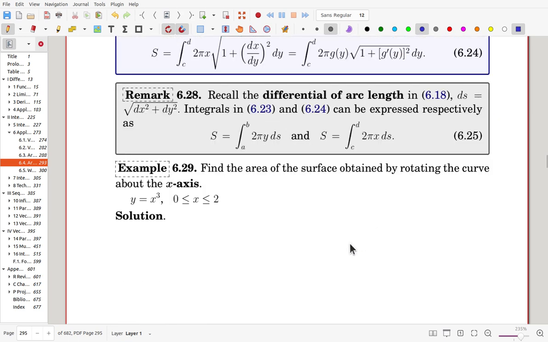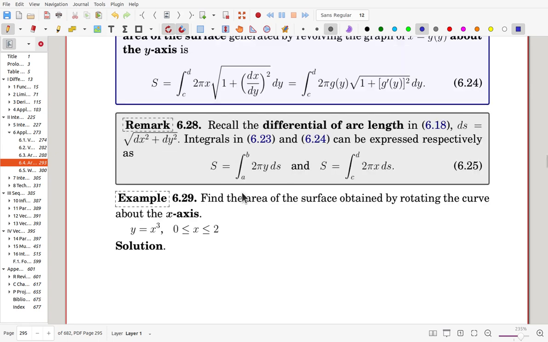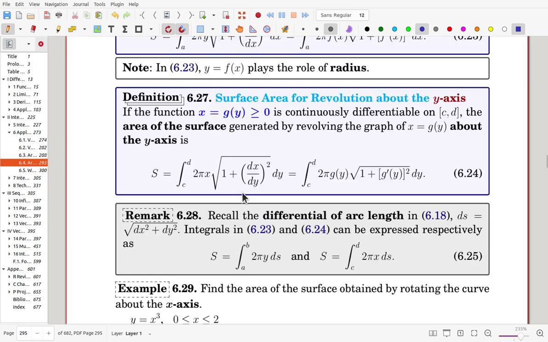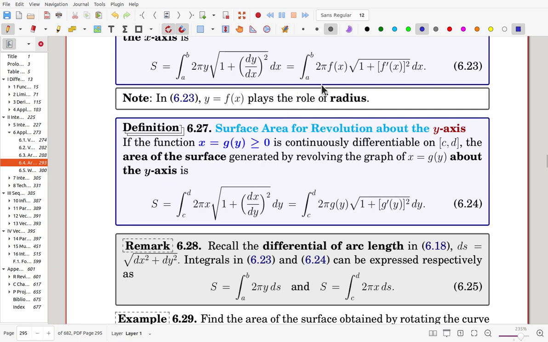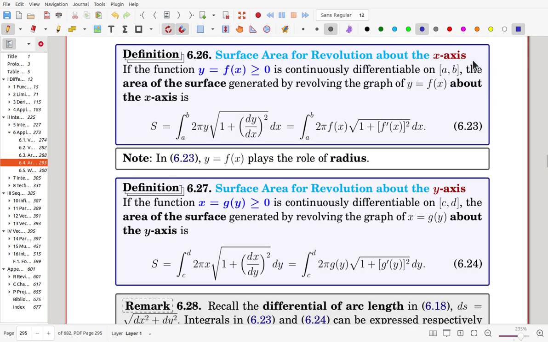Okay, let's go to the example. Find the area of the surface obtained by rotating the curve about the x-axis. We are rotating about the x-axis, so the formula we'll use is that one. It is about the x-axis, so x integration from a to b, and here y will be the radius. So y is f of x, and then we are using that formula.